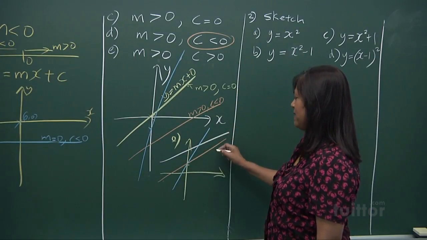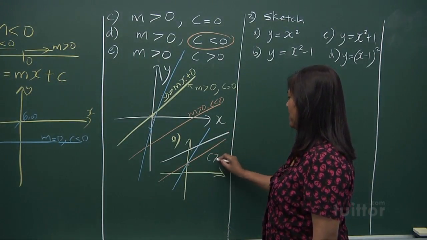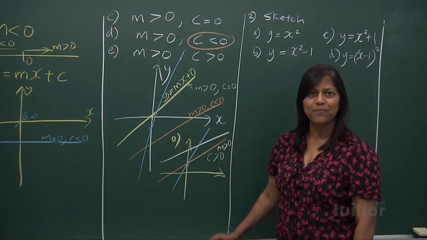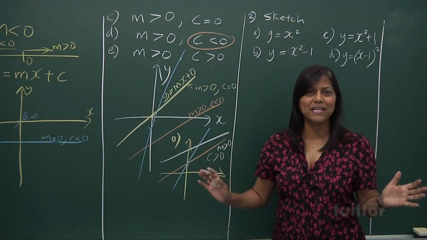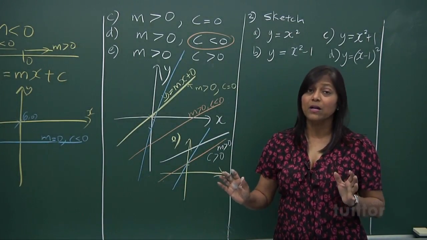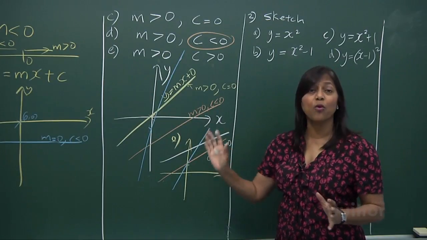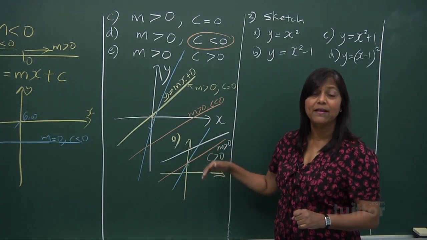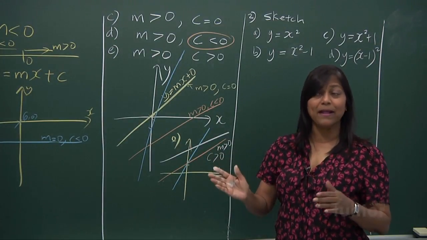The C is greater than 0 and the M is greater than 0. Have you got this picture of linear graphs? Alright, this is curve sketching and it gives you a very good picture of what linear graphs are all about. When they have the same gradient, remember, they are all parallel.